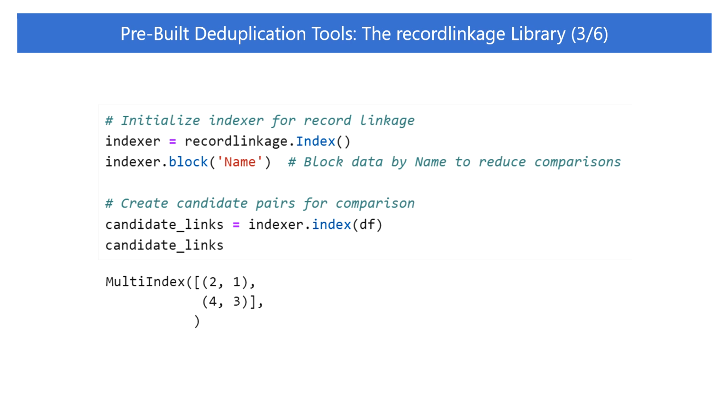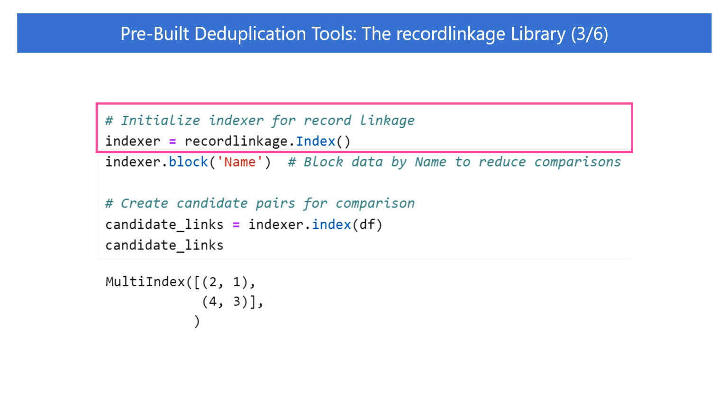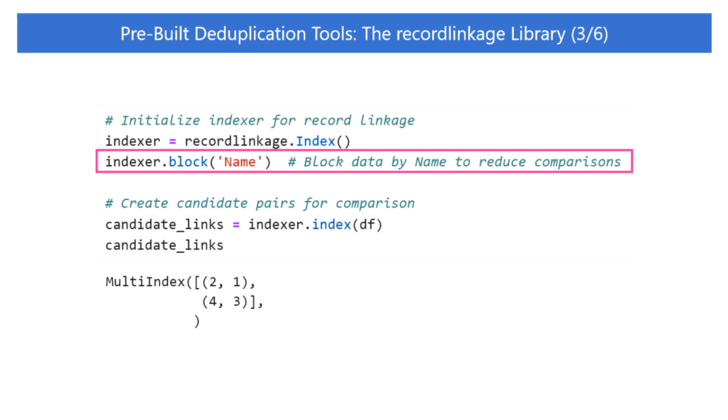Next, initialize the indexer and apply blocking. First, create an indexer to manage the record linkage process. Next, blocking on name ensures that only records with the same name are compared, reducing the number of pairwise comparisons. This step improves efficiency, especially for large datasets.